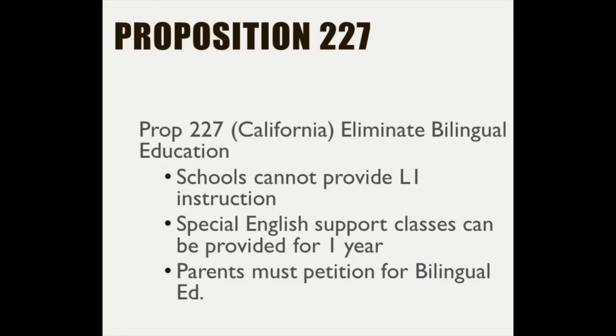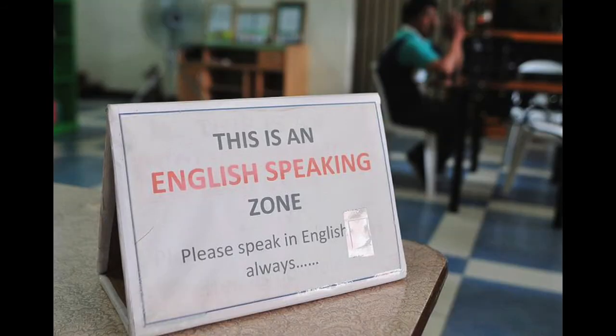So, what is the English only movement? The English only movement is a political movement that really seeks to establish English as the sole official language of the United States or of any particular city or state within the US. The expression English only is primarily used by opponents of the movement.